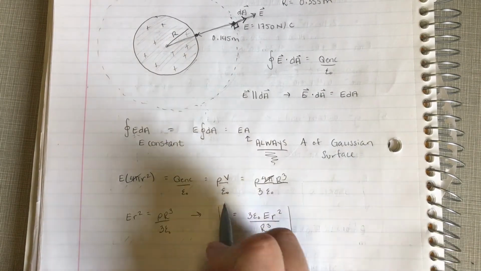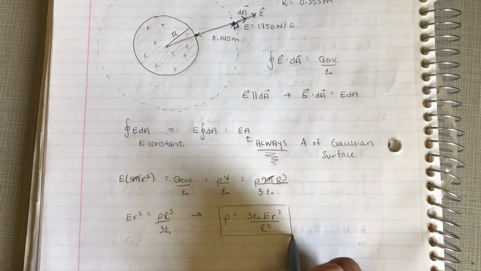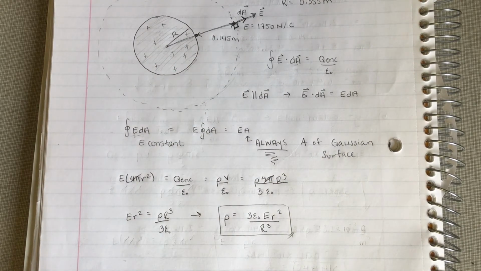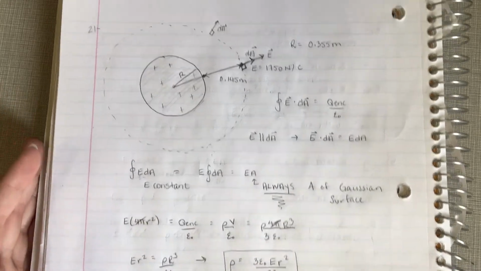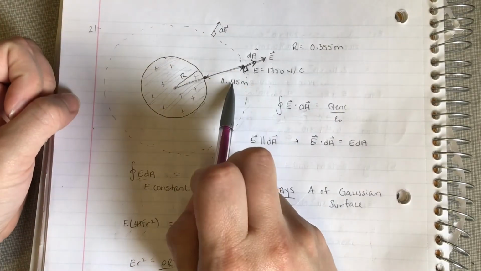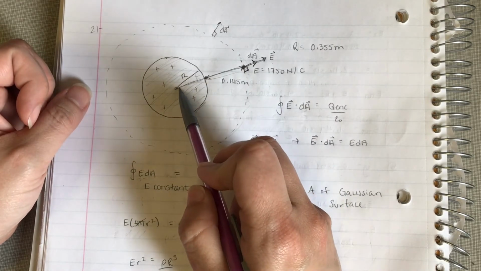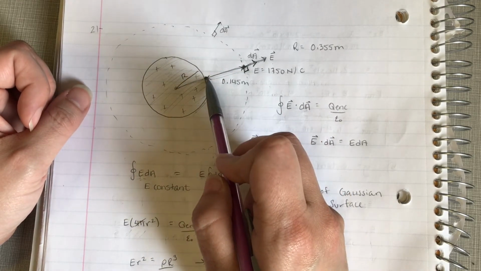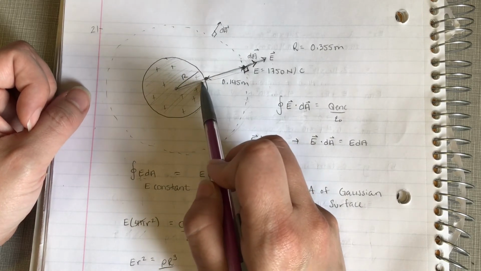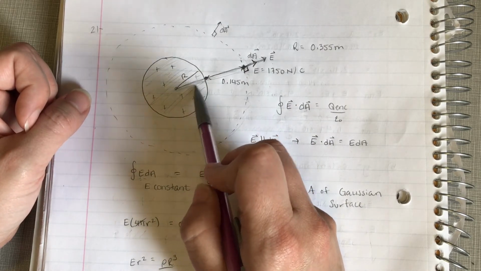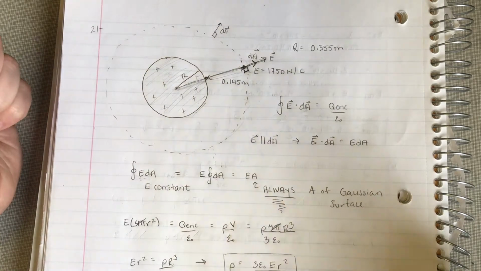So we can plug in numbers, but I trust you guys know how to multiply because I don't have my calculator with me right now, so whoops. Important thing to note, the problem tells you that it's 0.145 meters from the surface. So the radius of our Gaussian surface is 0.145 plus 0.355. So that's going to be 0.5 all the way over.